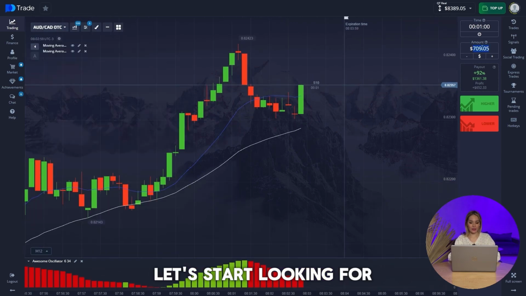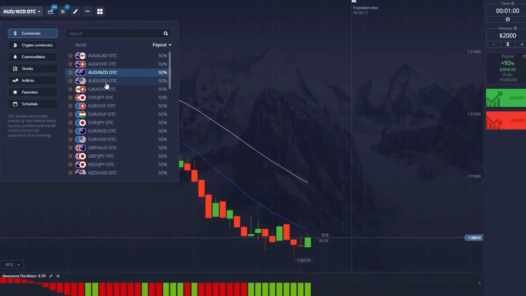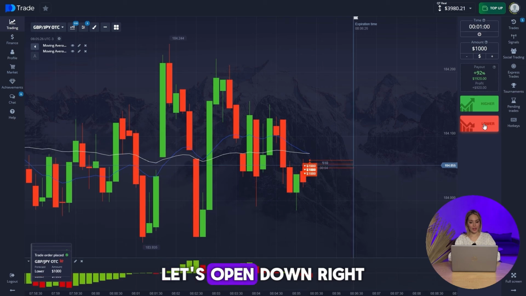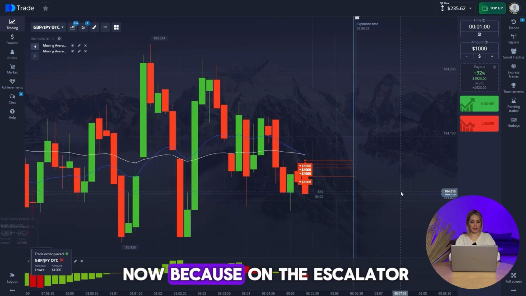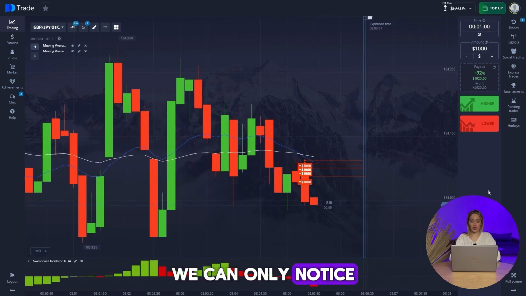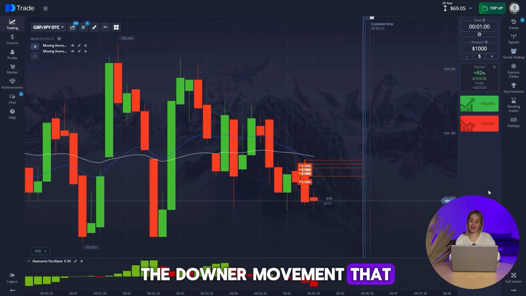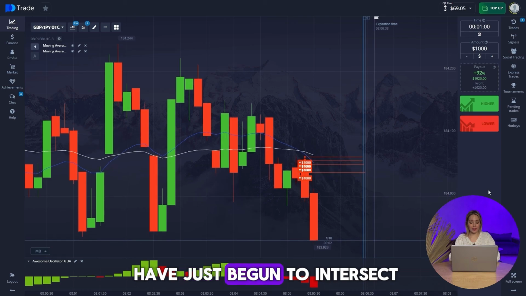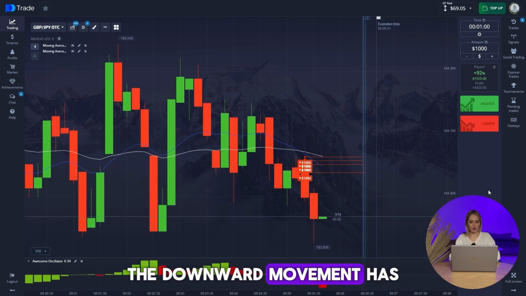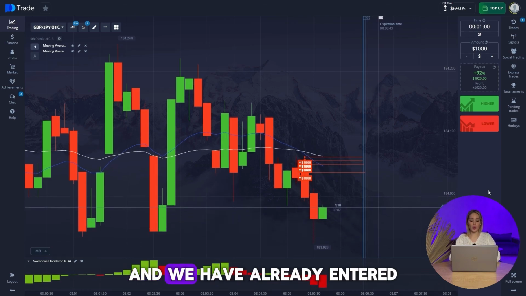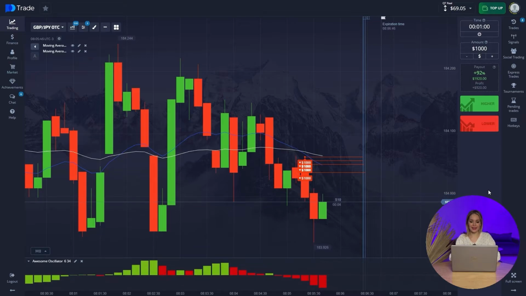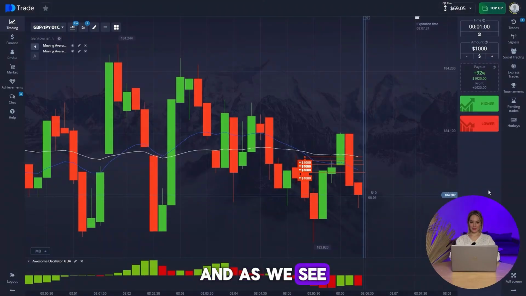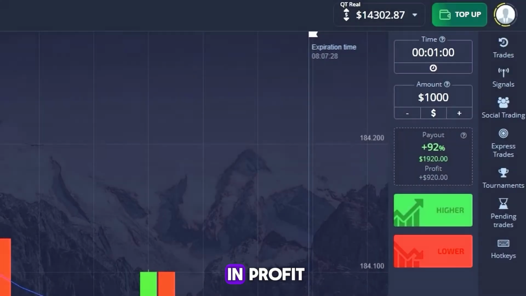Let's start looking for a new currency pair. So, the next currency pair. Let's open down right now, because on the oscillator, we can notice the downward movement that has begun. Also, the 2 moving averages have just begun to intersect. The downward movement has just begun and we have already entered. Let's wait for the trade to close. And as we see, our trades are closed in profit.